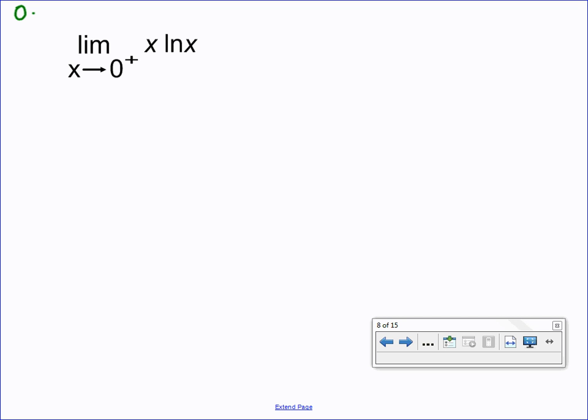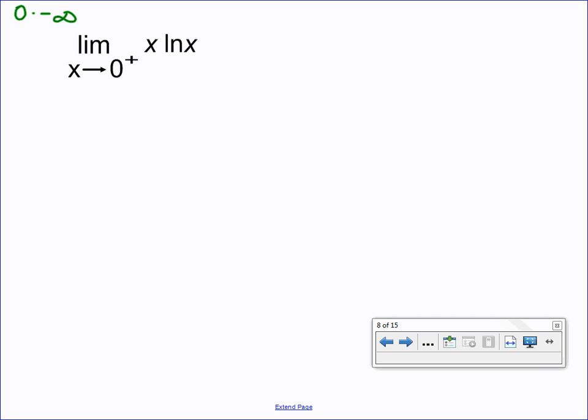And natural log of x is going towards negative infinity. Is that what you guys are getting? So my natural log goes towards negative infinity as x goes to 0 from the right. And so 0 times one of the infinities is an indeterminate product.